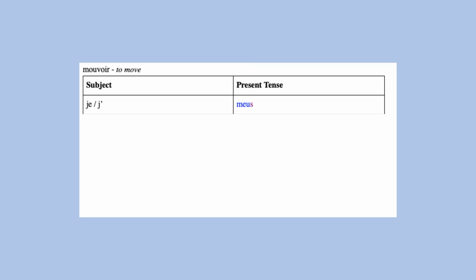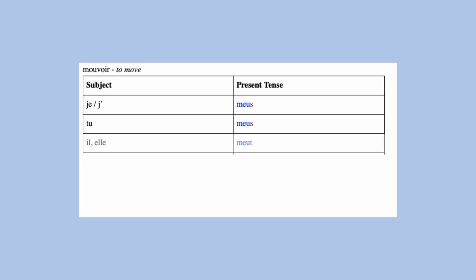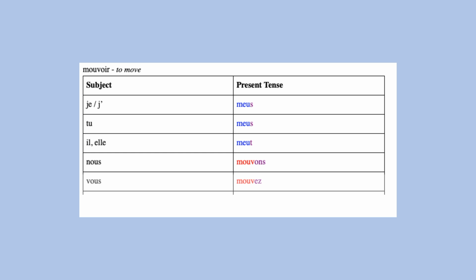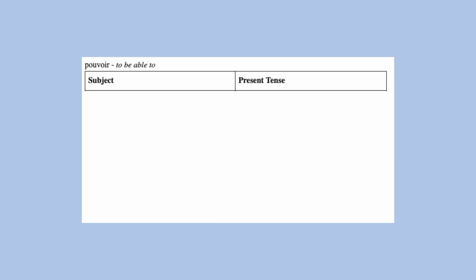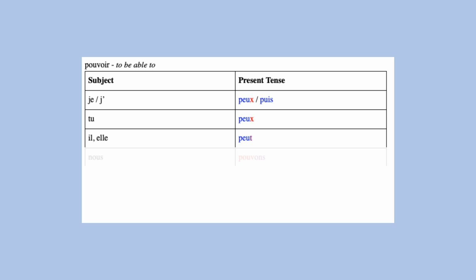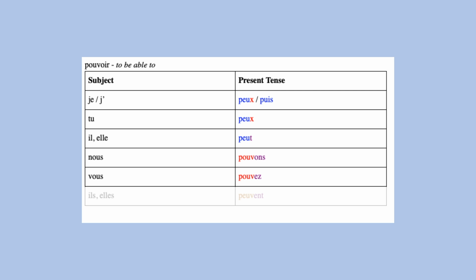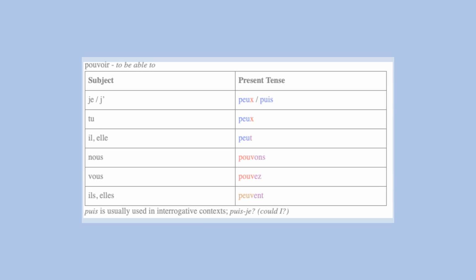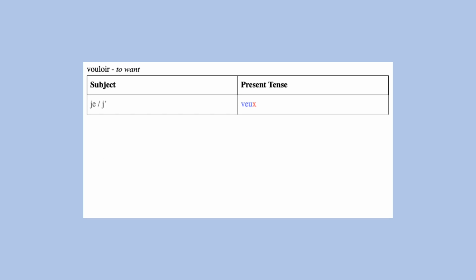Mouvoir, meus, mouvons, mouvez, meuvent. Pouvoir, peux, puis, pouvons, pouvez, peuvent. And the form puis is usually used in interrogative contexts, such as puis-je.